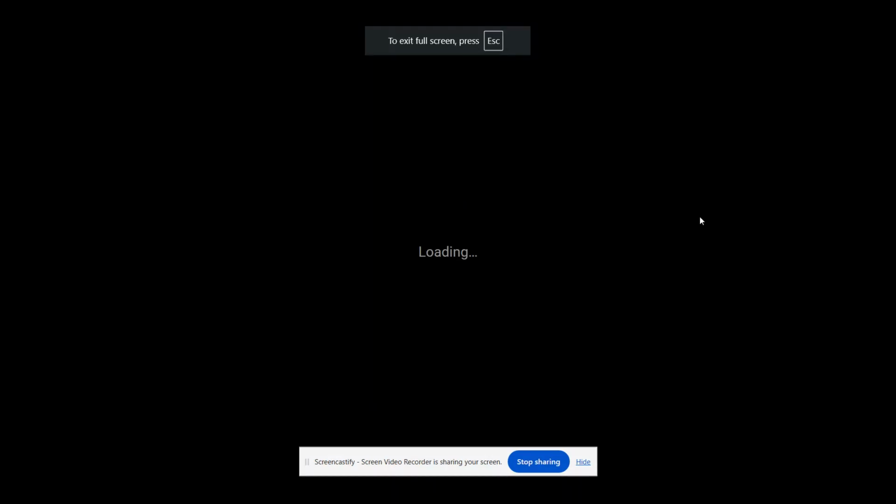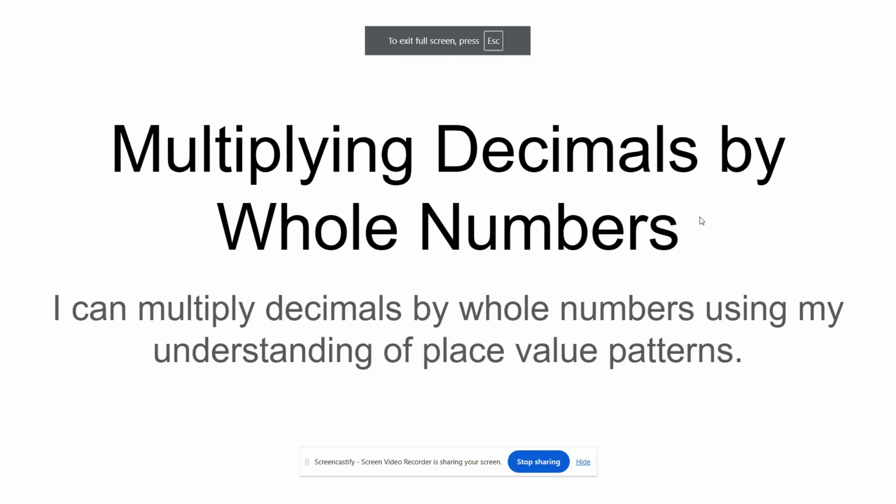All right, so in today's lesson, we are going to learn about multiplying decimals by whole numbers. Our objective is: I can multiply decimals by whole numbers using my understanding of place value patterns.